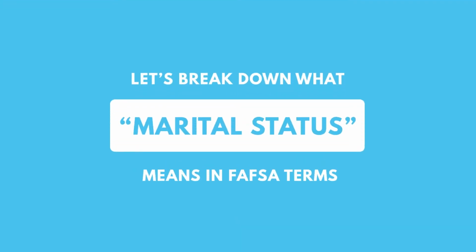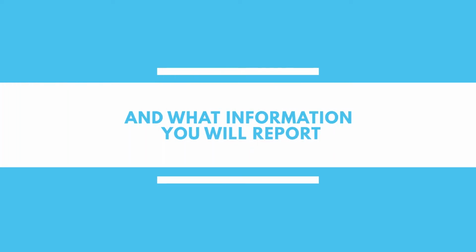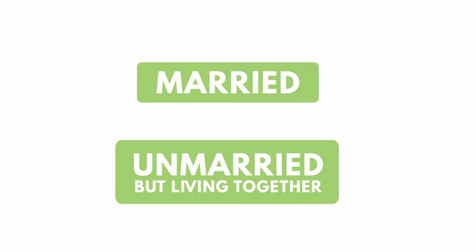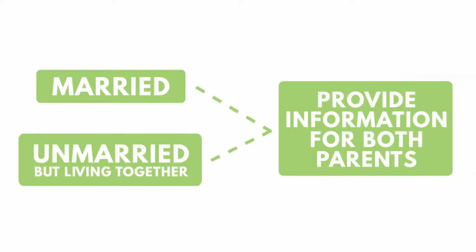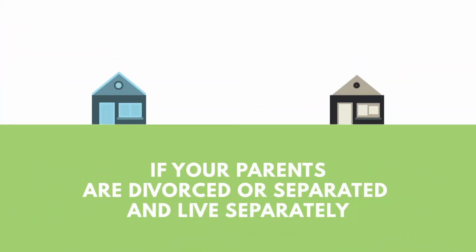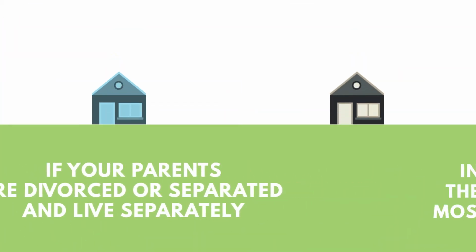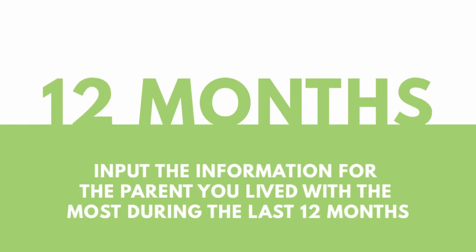Let's break down what marital status means in FAFSA terms and what information you will report. If your parents are married or unmarried but living together, you will be required to provide information for both parents. If your parents are divorced or separated and live separately, input the information for the parent you lived with the most during the last 12 months.